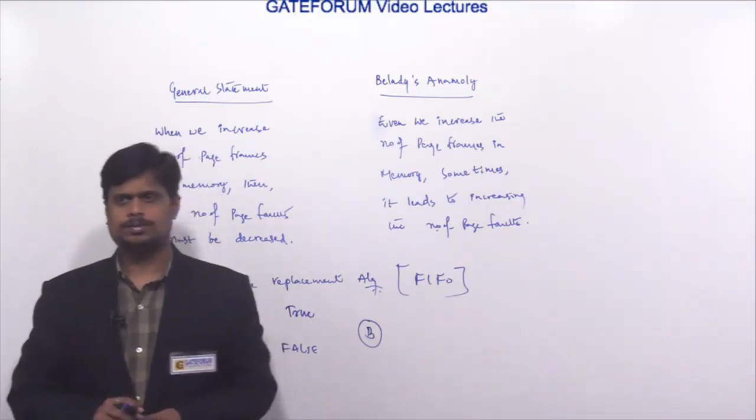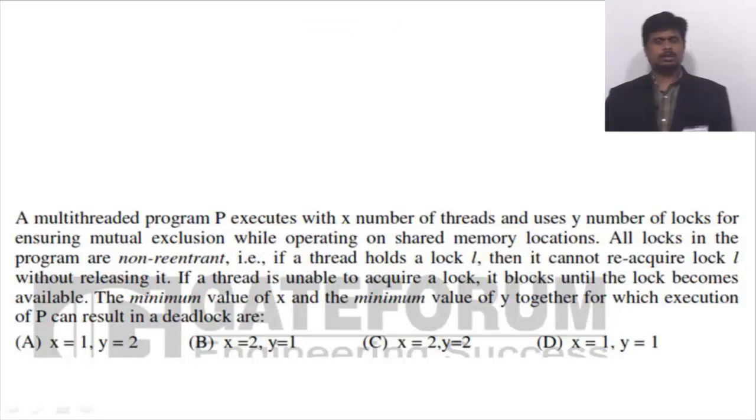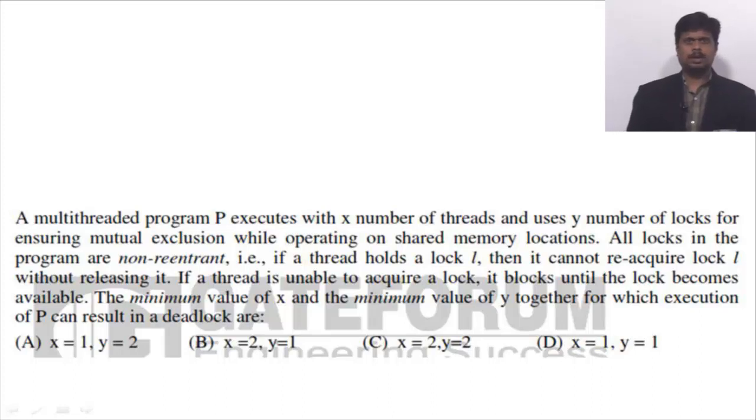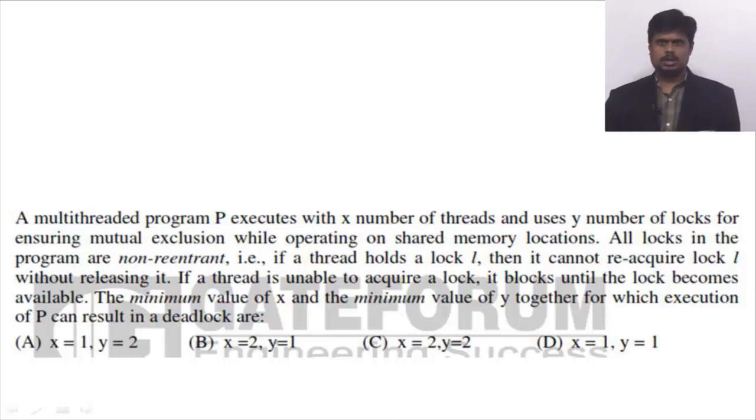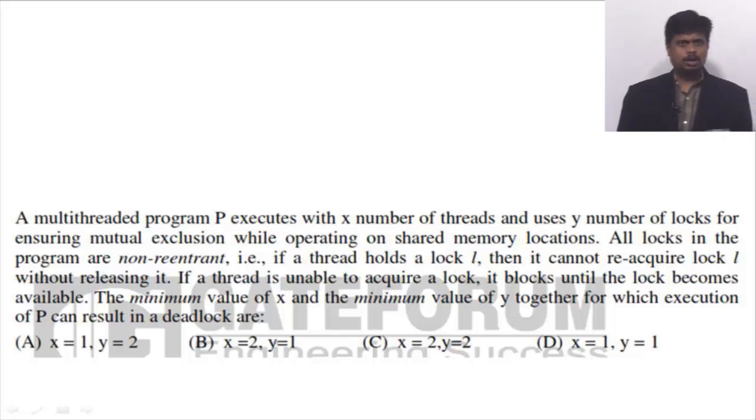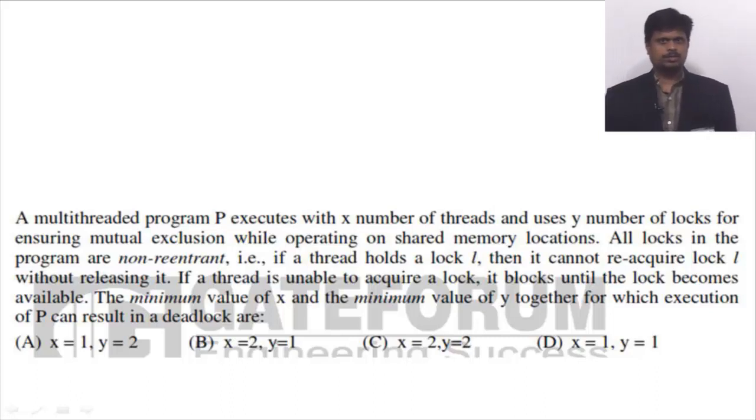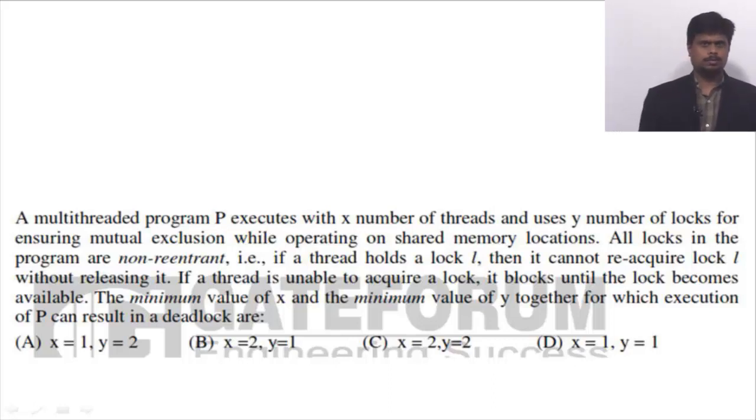Okay, thank you. This question is from GATE 2017 set number 1 question paper. Coming to the question statement: a multi-threaded program P executes with X number of threads and uses Y number of locks for ensuring mutual exclusion while operating on shared memory locations. All locks in the program are non-reentrant. That is, if a thread holds a lock L, then it cannot reacquire lock L without releasing it. If a thread is unable to acquire a lock, it blocks until the lock becomes available.